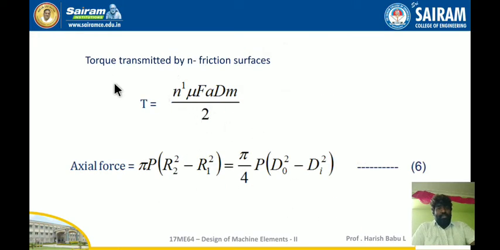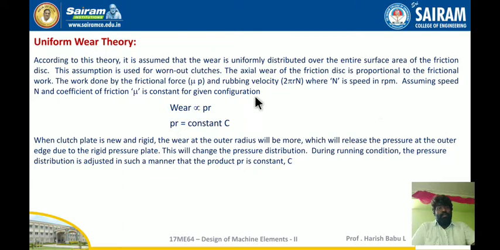So by substituting that, the torque transmitted by n frictional surfaces, if the number of frictional surfaces is more, if they consider a single frictional material but both sides are effective, then it becomes n. So T equals n mu F into dm by 2, where n can also be stated as i. The axial force will be equal to pi p (r2 square minus r1 square), that is equal to pi by 4 p (d naught square minus di square), with outer diameter and inner diameter.